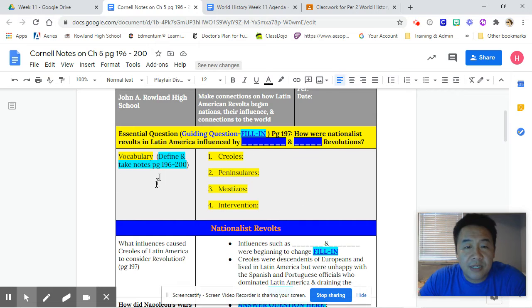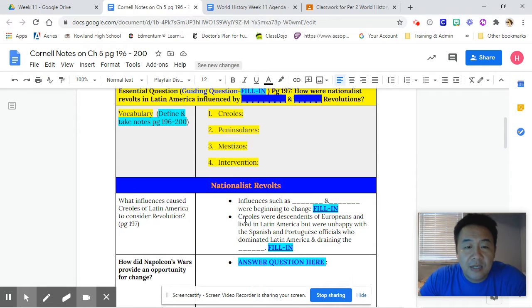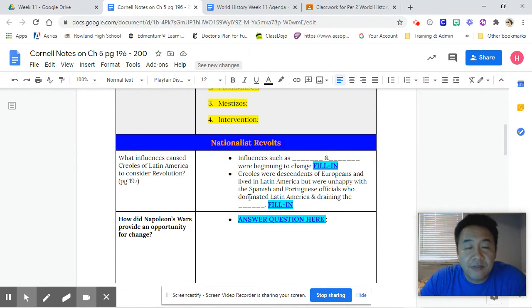The first part is not exactly like how Cornell notes are set up, but I wanted you to actually understand the vocabulary, and these vocabulary words, if you look in your book, are highlighted in yellow. So go ahead and look at these words and define them. So these three groups are especially important to Latin America, and you need to find out who they are and what they're about.